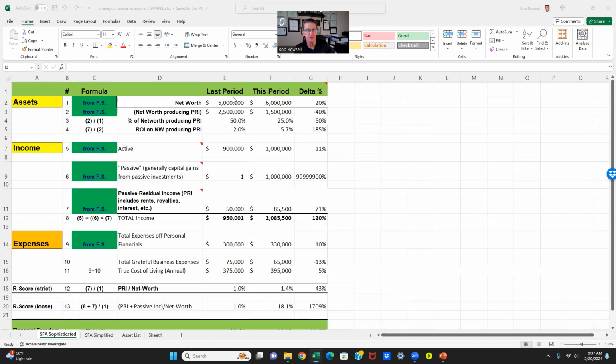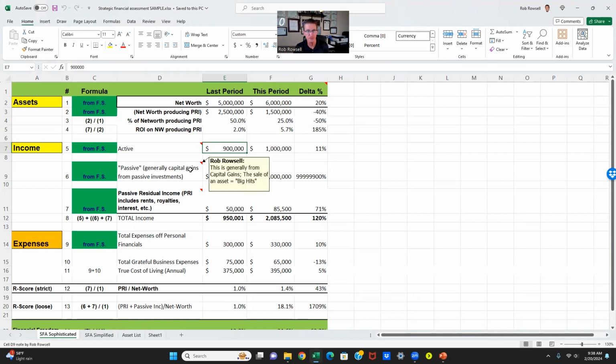So for this particular individual, last period, 6 months ago, he had a $5 million net worth. Half of that, $2.5 million, was out there producing income. It automatically figures that it's 50%. It also automatically figures how much his net worth is producing in passive residual income. You manually put in what you're making on your high-paying W-2, your job, or your businesses, a collection of all of those, and then it talks about the different types of income.